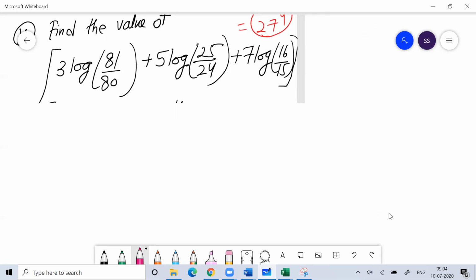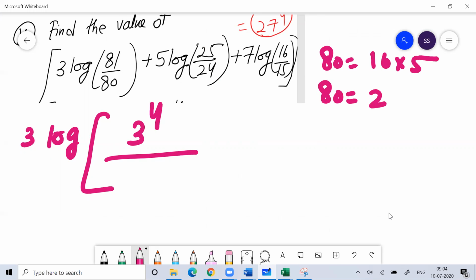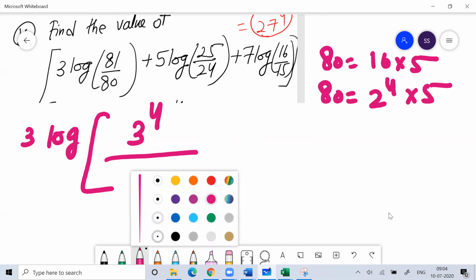I got stuck. Can we do this problem together? So now how to do this question? We can break this term. This is 3, then log 81 I can write as 3 to the power 4. Then 80 means 16 into 5, and 16 means 2 to the power 4.